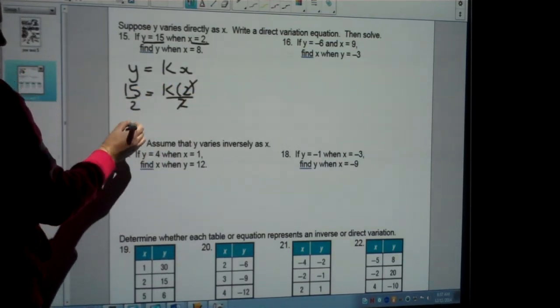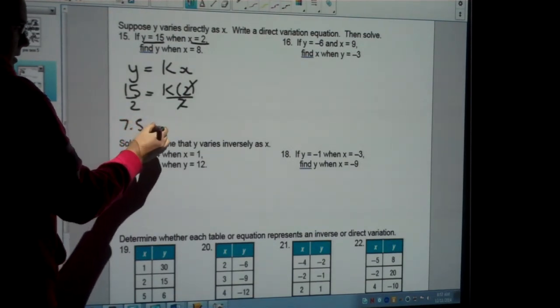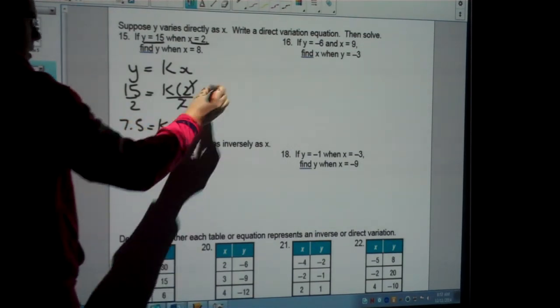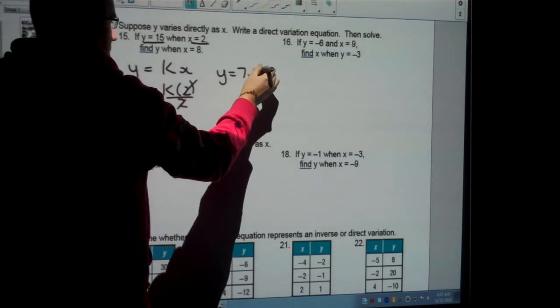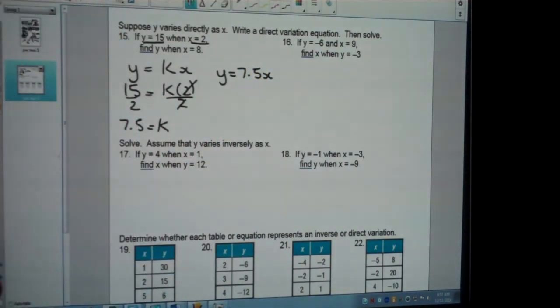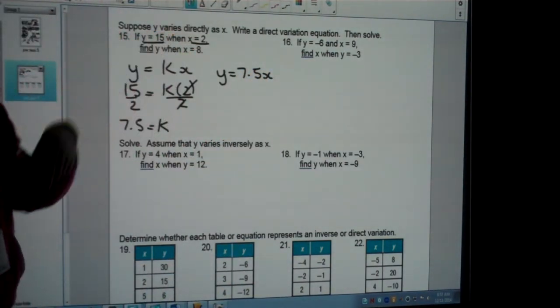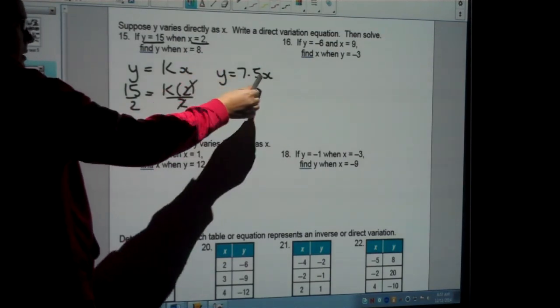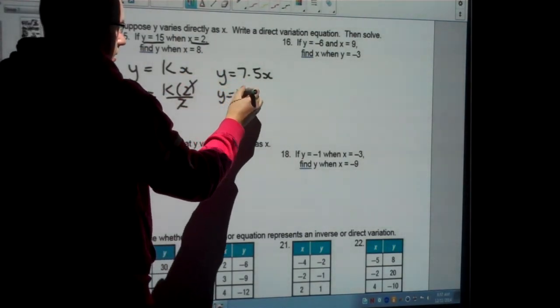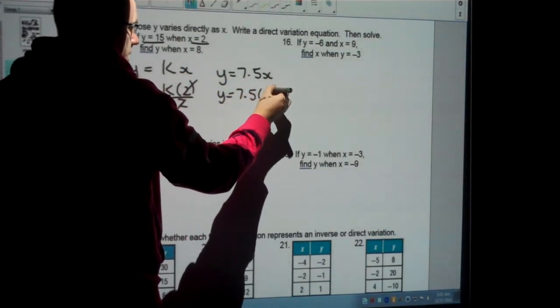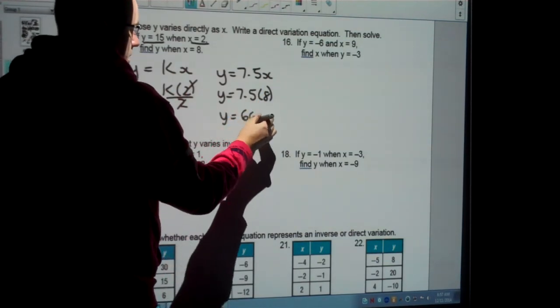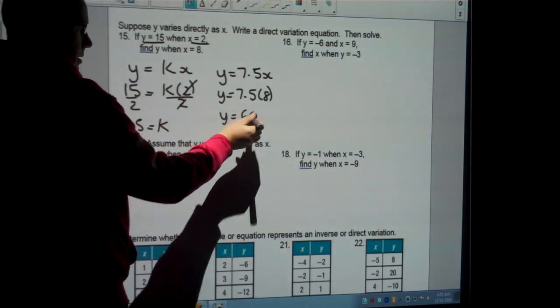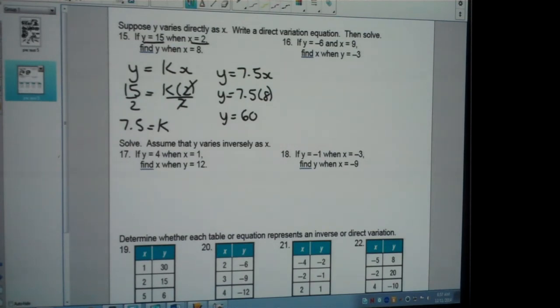And k equals 15 over 2, or if you prefer, as a decimal, 7.5. So the equation is y equals 7.5x. Now it asks us to find y when x equals 8, so what we do is we just substitute 8 into this formula. So 7.5 times 8, and then work out what the answer is. In this case it's going to be 60.